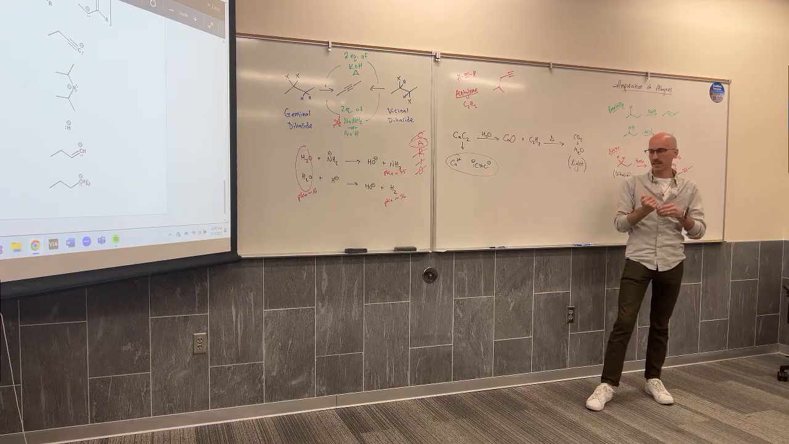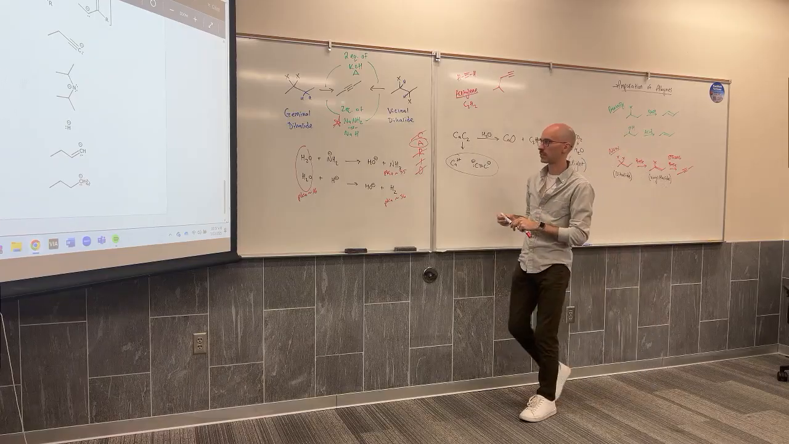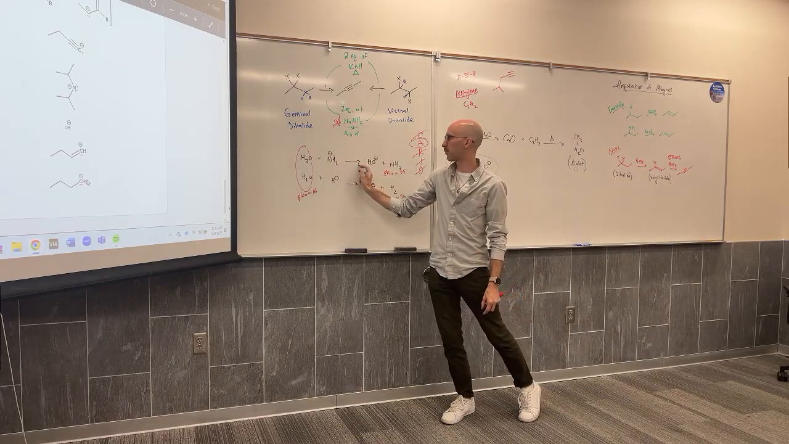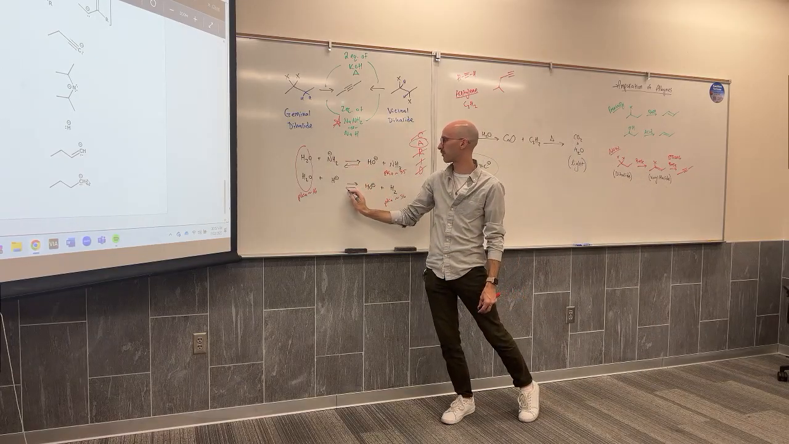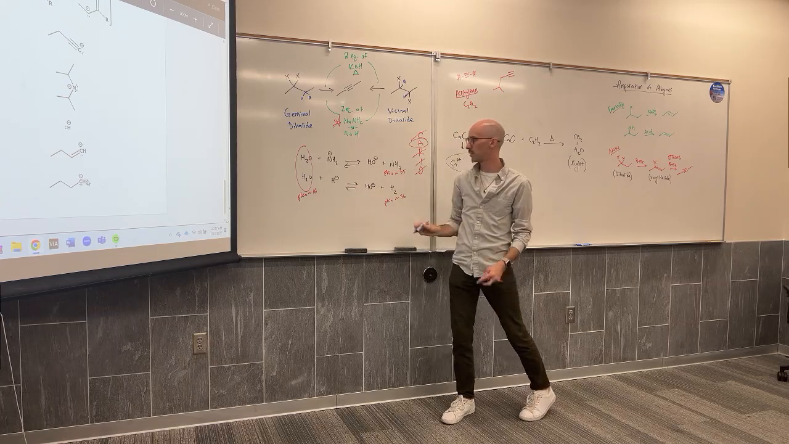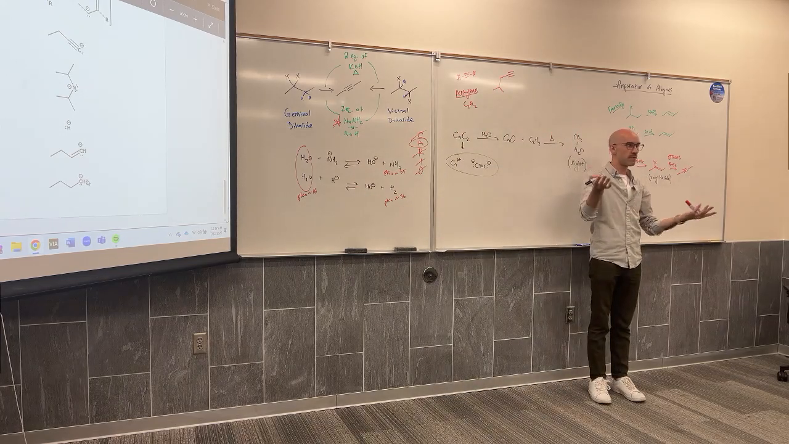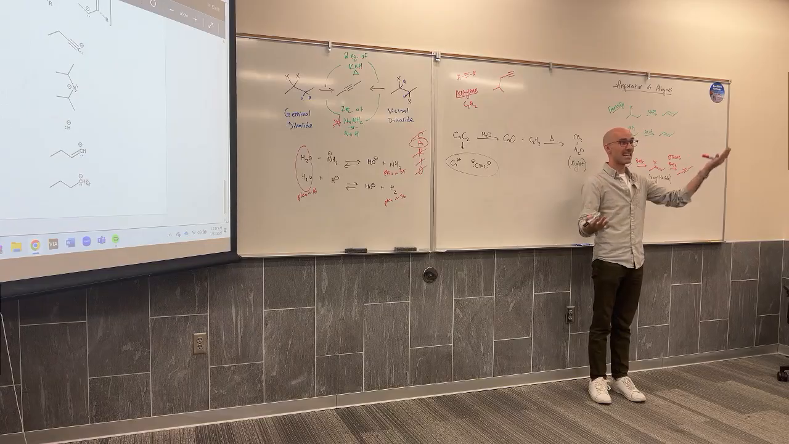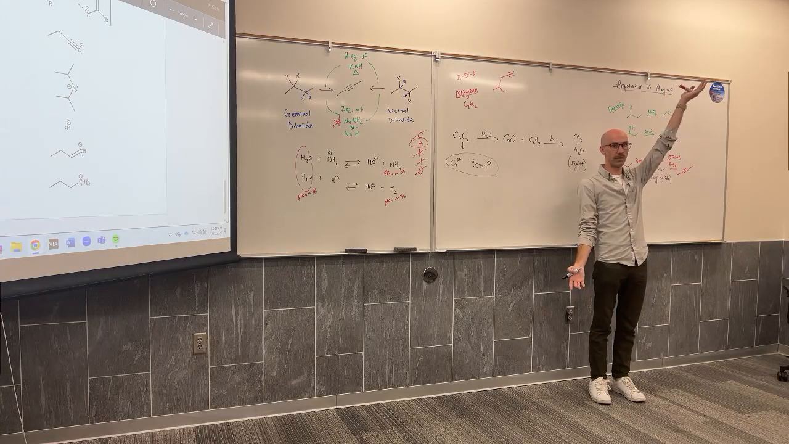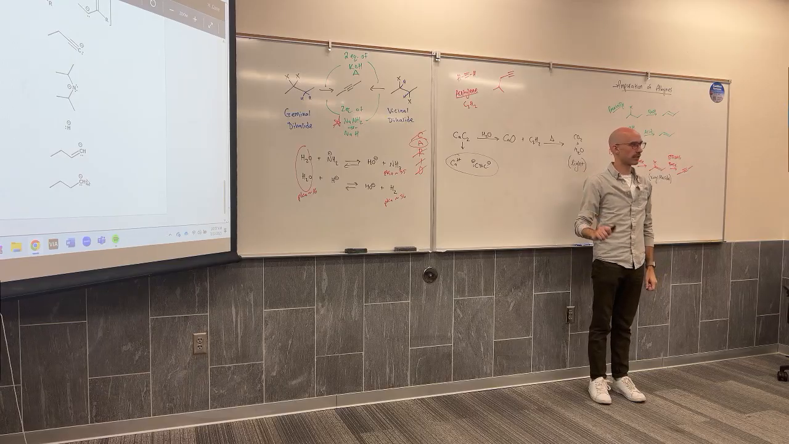Remember that acid-base reactions are always in equilibrium. So these can react to form the products, but the products can react to form the starting materials. But equilibrium does not mean 50-50. Sometimes equilibrium is 99.9 to 0.1. Which way is equilibrium favored in these reactions?